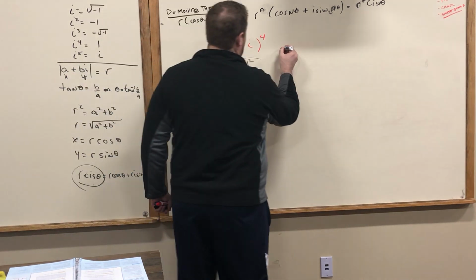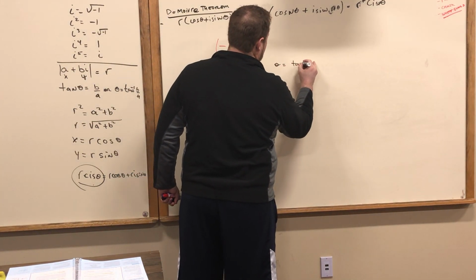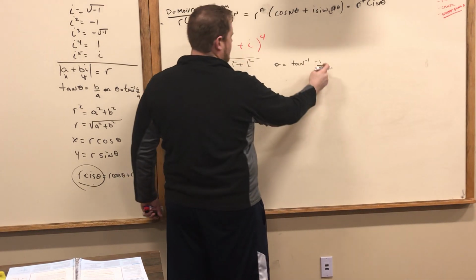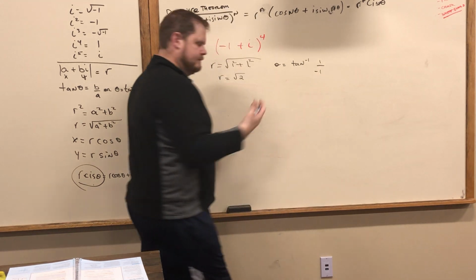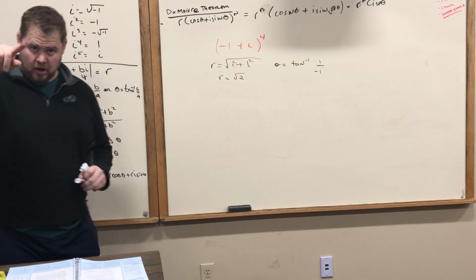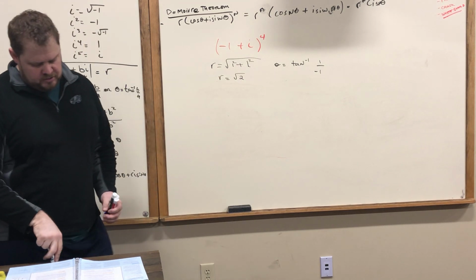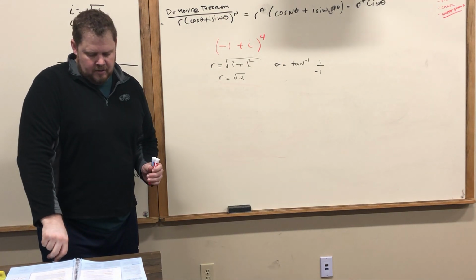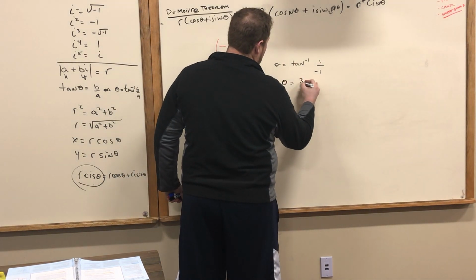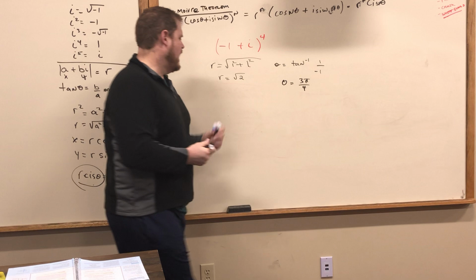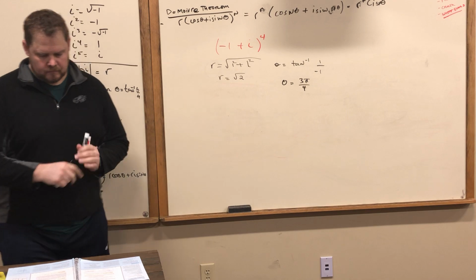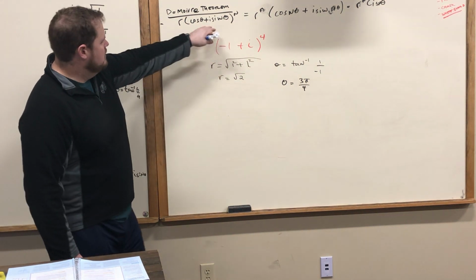Next, we need our theta. So what's our theta going to be? Theta equals tangent inverse of positive 1 over a negative 1. Either way, it's still going to be 1 over 1. If you look at your little chart, your unit circle, what's it going to be? Theta is going to be 3/4 pi, okay? So we have our r, we have our theta. Any questions on our r and our theta? No questions yet? So now we plug in to this information.